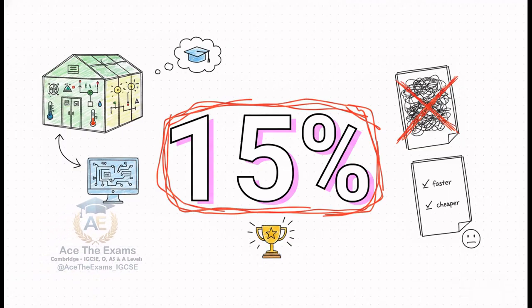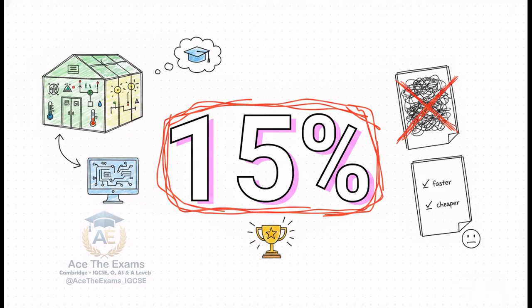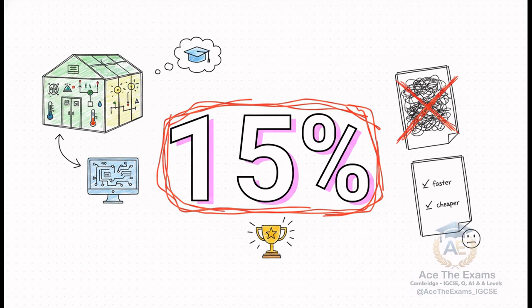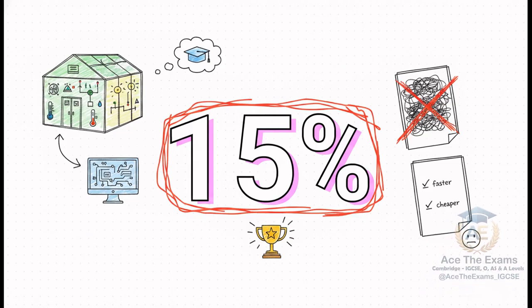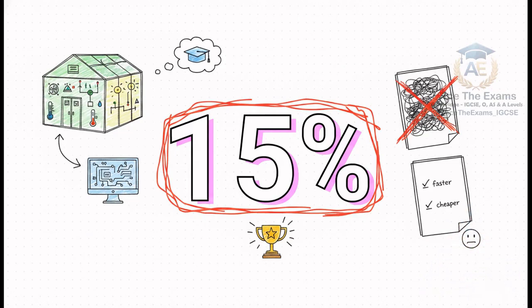Let's think back to Alex's flawed answer for a second. Alex wrote this huge, sprawling paragraph listing every single component of an automated greenhouse. He was desperately hoping to score points through sheer volume alone. But guess what? The examiner awarded almost nothing. Sam, on the other hand, just wrote something super vague like, it is faster and cheaper, without explaining why or how. Listen to me. 15% of your grade is hanging by a thread on your ability to evaluate these systems properly. You absolutely cannot afford to lose these marks simply due to poor exam technique.